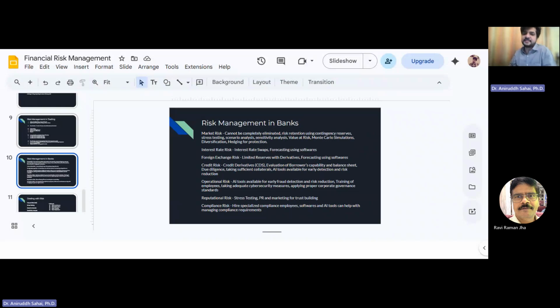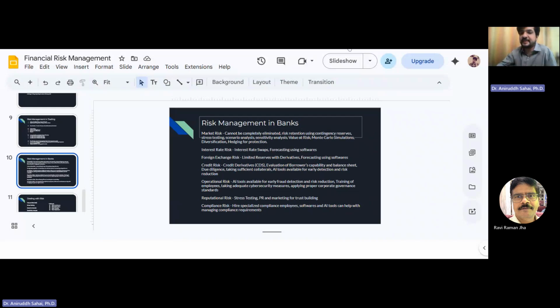To deal with interest rate risk, again, derivatives can be used, interest rate swaps can be done, and forecasting can be done using technology and software to predict what is likely to happen in the future and prepare yourselves accordingly. Same thing can be applicable for foreign exchange risk. To deal with forex risk, forecasting can be helpful, and derivatives can be useful to deal with forex risk.